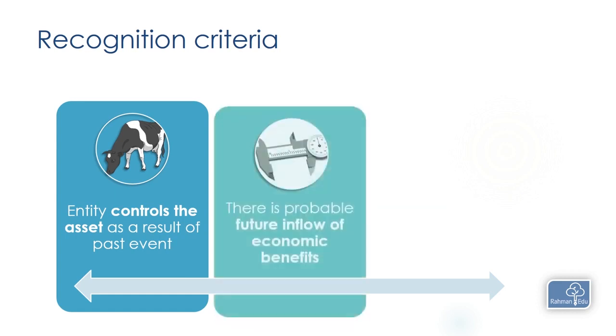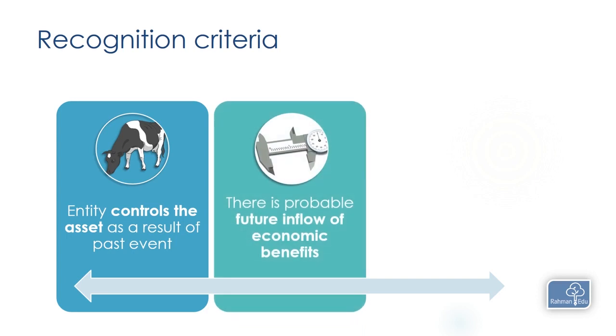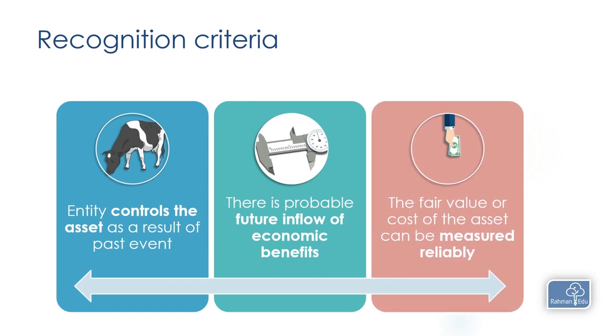You control the cow, which means you now control the baby calf. So condition 1 is fulfilled. Our next condition, there is probable future inflow of economic benefit. Means maybe you can sell this cow, you can consume this cow, or you can bear agricultural produce using this cow. And number 3, the fair value or cost of the asset is reliably measurable. If you cannot reliably measure a cost or fair value, how can you recognize it? You need to show a value. You cannot do that if you cannot measure it.